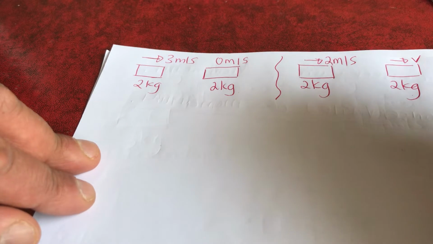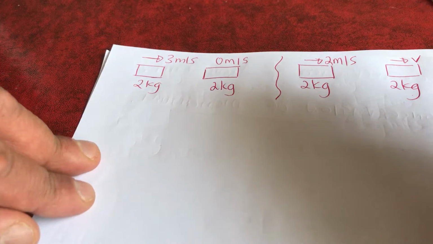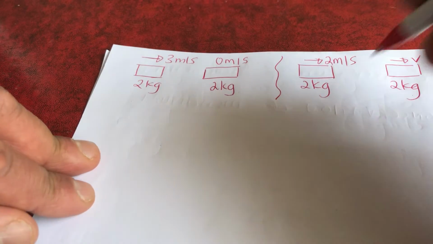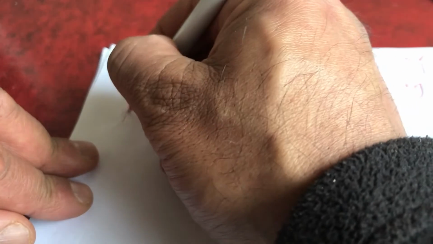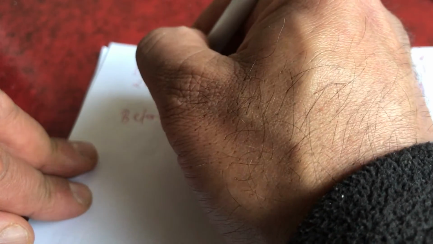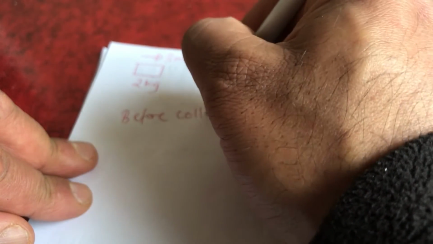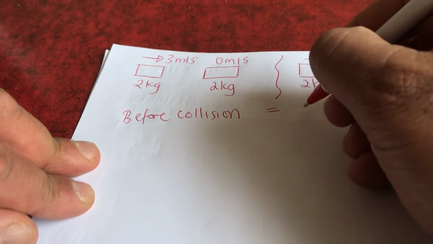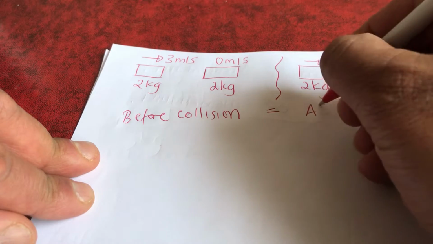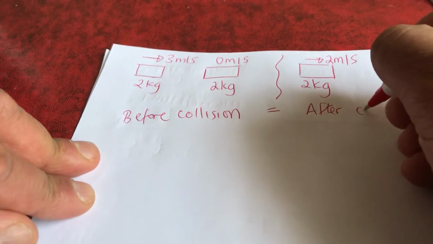Now, in order to do this calculation, we need to apply conservation of momentum. What conservation of momentum says is that the momentum before the collision is always going to be equal to the momentum after collision.